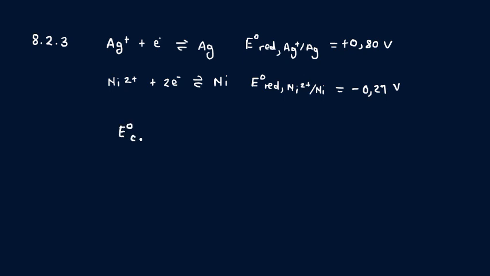E naught cell is equal to E naught cathode minus E naught anode, and all that these two subscripts mean is just the reaction that's happening at the cathode and the reaction that's happening at the anode. So now we're going to make this specific to our situation. I've jotted down the information from the table above.